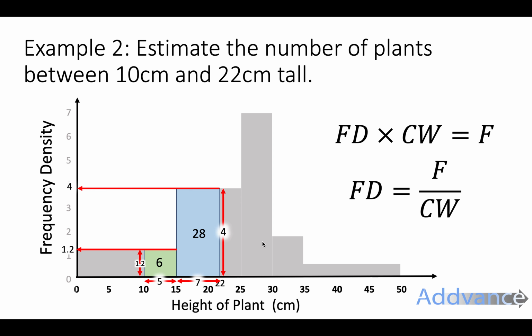Some people like to think of this as working out the area of bars. That makes sense as well. So the area of the green bar is 6. The area of the blue bar is 28. Altogether, the frequency is 6 plus 28. There are 34 plants that are between 10 and 22 centimetres tall.